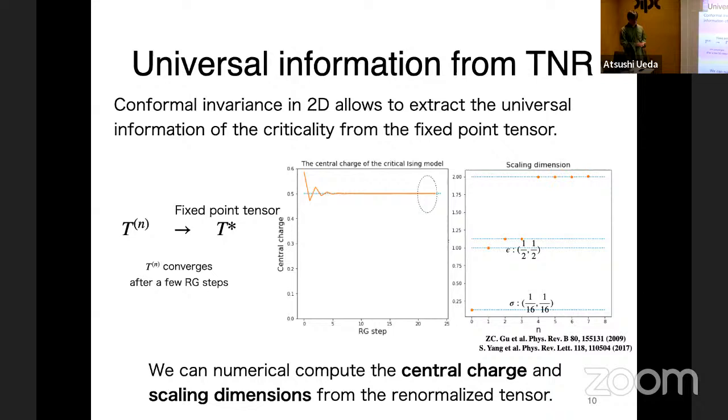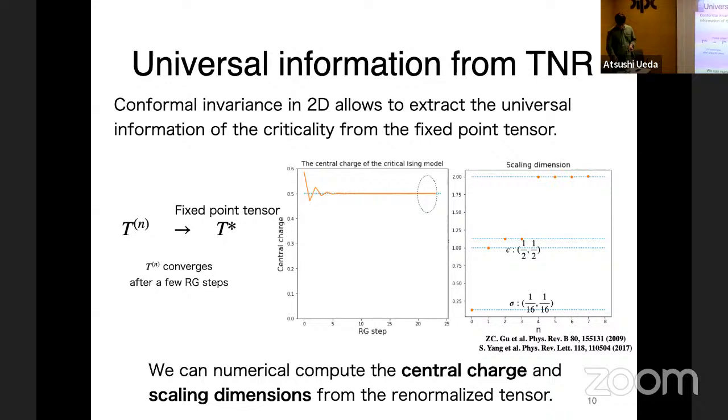Question: what are other quantities, such as the topological spin and so on? What I mean is, apart from the central charge and scaling dimensions, can you also get other quantities from the fixed point tensor? Okay, so this is like a gapless case. In the gapped case, you can also get topological states as a fixed point tensor. But in this simple case, you only get the operator contents in the periodic boundary condition.